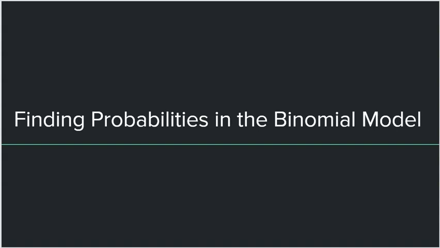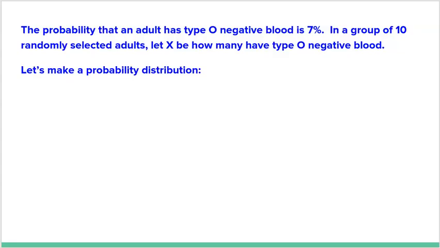All right, so to best understand how to calculate the probabilities in the binomial model, we need to look at an example. So the probability that an adult has type O negative blood is 7%, and in a group of 10 randomly selected adults, let X be how many people have type O negative blood. Once again, we are told the probability of success is 0.07, which means the probability of failure is 0.93. We were given a set number of 10 trials.